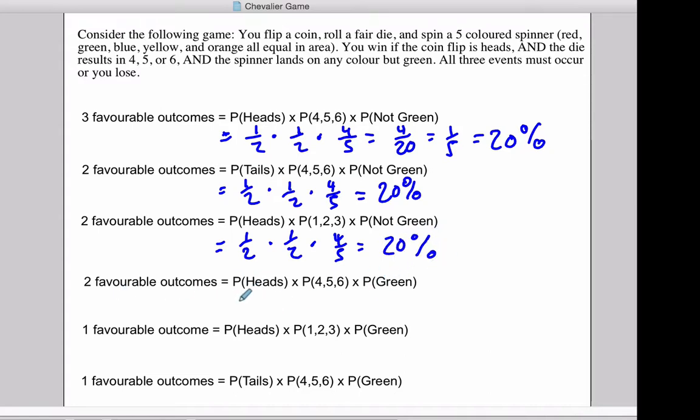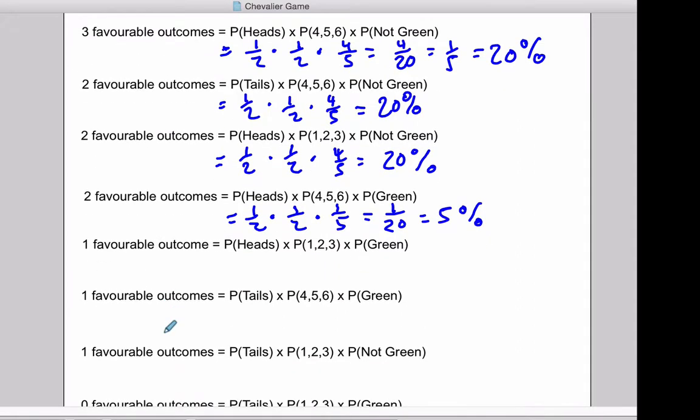Now, for 2 favorable outcomes, the probability of heads is 1/2, so we get that right. Probability of 4, 5, or 6, we get that right, so it's 1/2. And then we spin the spinner and get green. Well, the probability of that is 1/5. So that is equal to 1 out of 20, which is equal to 5%.